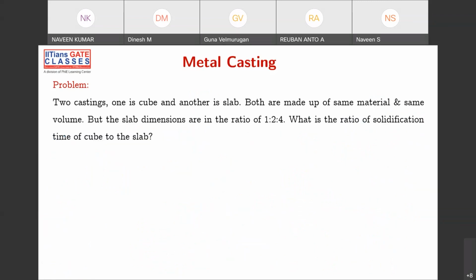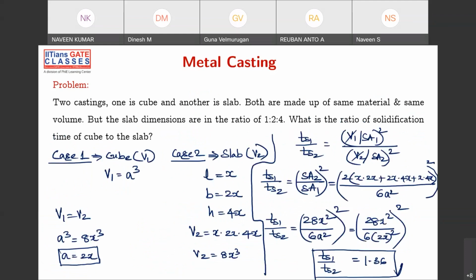And then there is another question. It is a little extended version of some previous questions. And this is the solution. You can check it out.